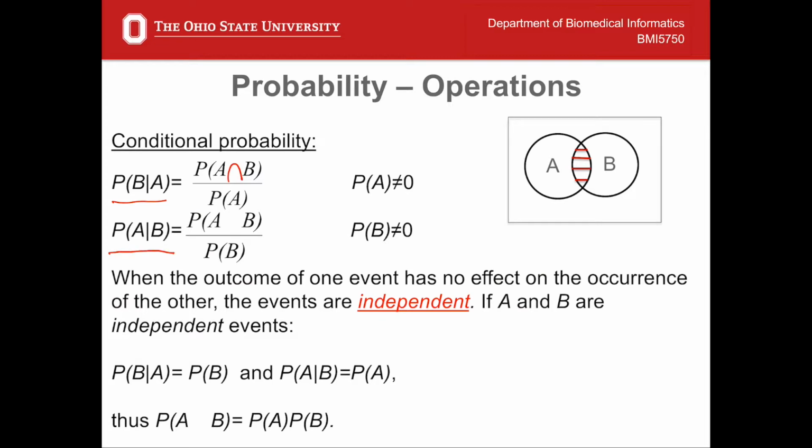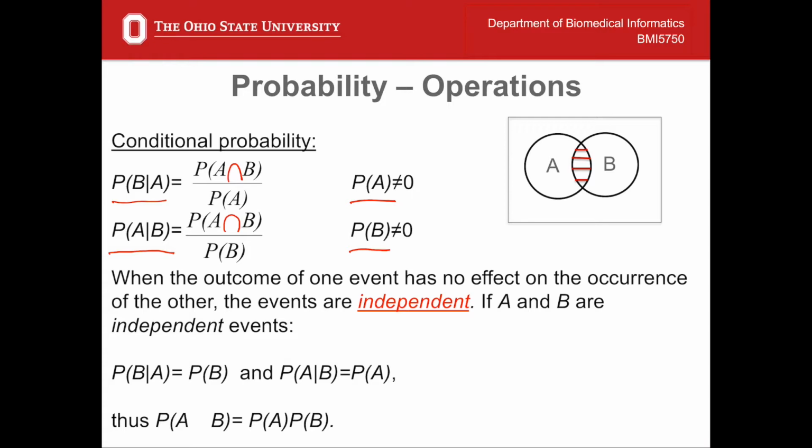And also we get the probability of A given B equals the probability of A intersect B divided by the probability of B. Both of the two conditional probabilities are true, given the denominators, probability A and probability B, are not equal to 0.